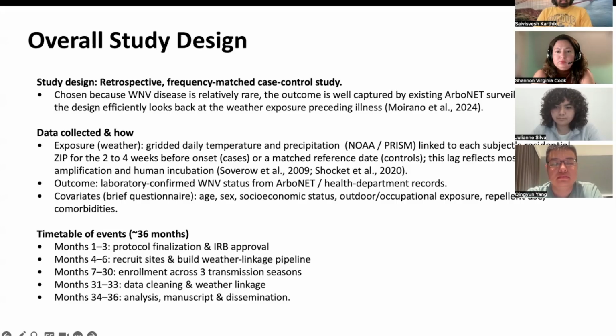So how are we collecting the data? In terms of our exposure, which is weather, for every subject, we geocode their residential zip code and link it to gridded daily meteorological data from the NOAA and PRISM for the 2 to 4 week window before the symptoms start, or a matched reference date in the case of the controls.